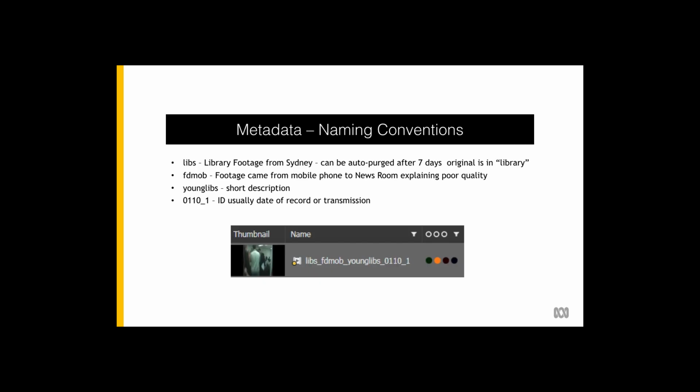So in this example of library phone vision of a robust Young Liberals meeting, the content maker can see that it was retrieved from the library. Perhaps they were looking for it, they asked for it to be retrieved, and the system can delete it when it's finished because a copy remains secure in the library storage area. It tells us that it's mobile phone vision, explaining the poor quality, and there's a brief title and date in there that works as a readable identifier.